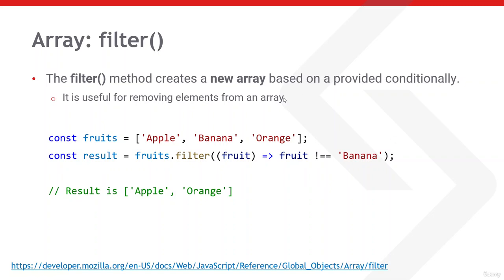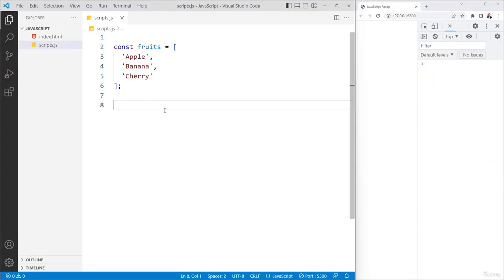So whenever I use the filter method, I am expected to return true or false, just so JavaScript knows if it needs to include that element in the new array or not. Let's make an example. Let's say I have this array of fruits with 3 elements, and then I want to make a filter over that.